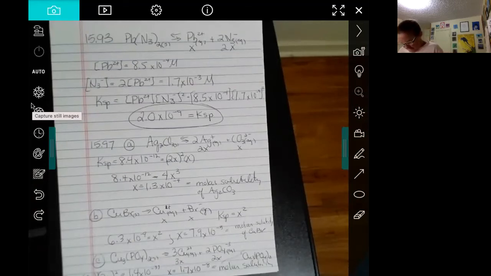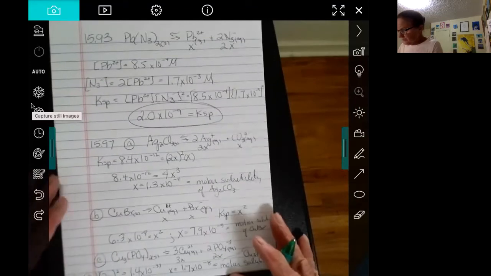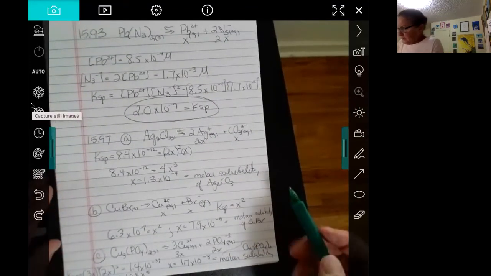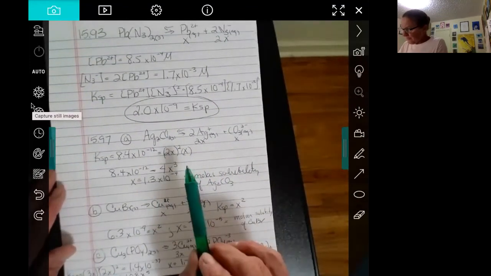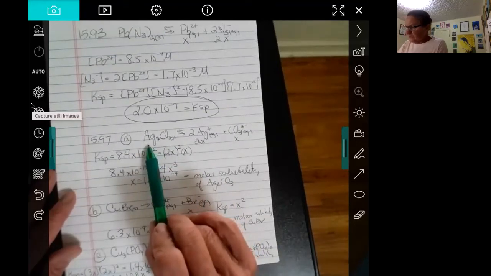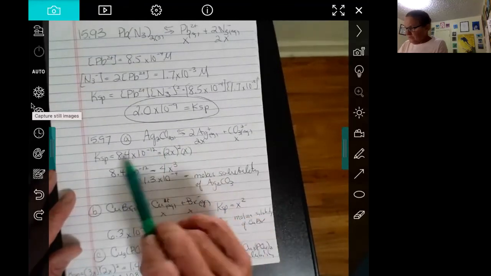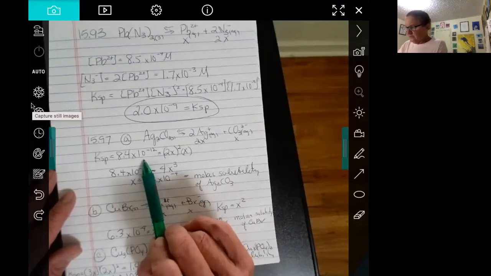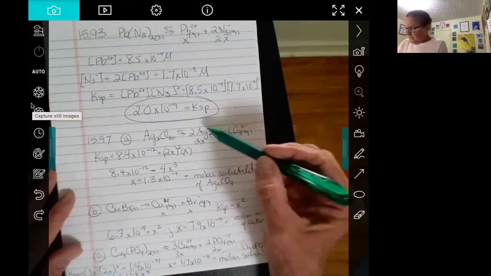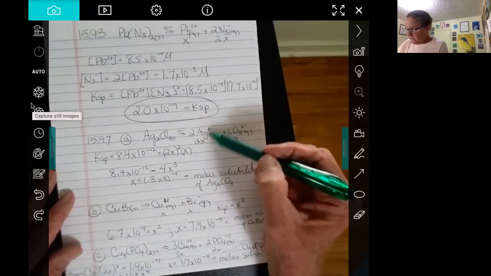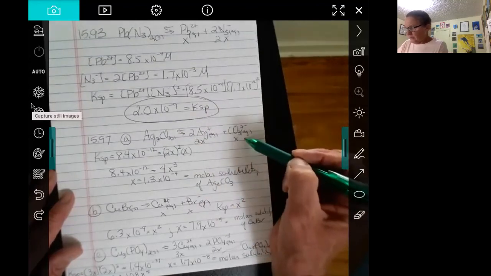Read 97. 97 says, use the values of KSP in the table to calculate the solubility of the following compounds in grams per liter. Oops, I did not change them to grams per liter, so we'll have to talk about that. So in A, the compound is silver carbonate, and we get a KSP of 8.4 times 10 to the minus 12. And you get 2 silvers for every one that dissolves, and you get 1 carbonate.